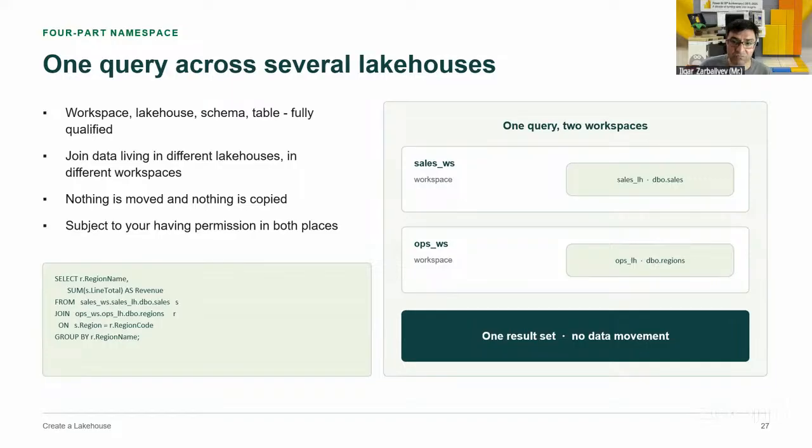They have one condition, and it's the right one. This is subject to your having permission in both places. Fabric is not handing you data you were not entitled to. It's removing the plumbing between data you were already entitled to.